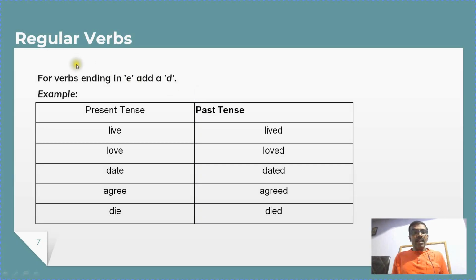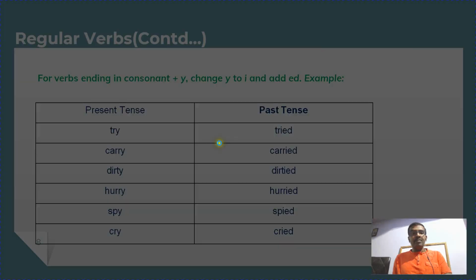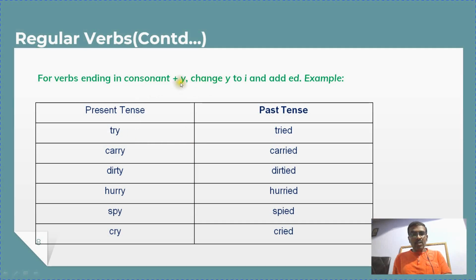Okay. Regular verbs and irregular verbs. Regular verbs are often formed by adding E, IED or D. But irregular verbs are not like that. Here, the verbs which end in E just add D. Live, lived: it ends with E and we add D. Here, for consonant plus Y, we have to change the Y to I and then add ED. Try: Y is changed to I and we add ED, tried.